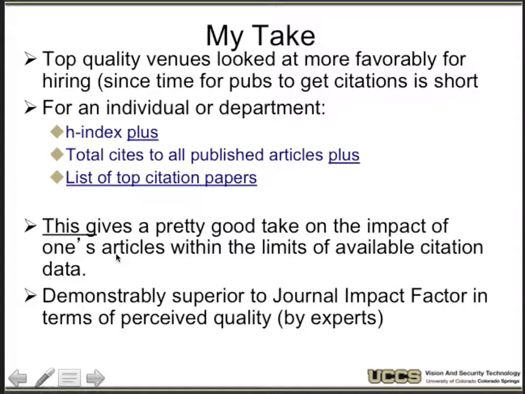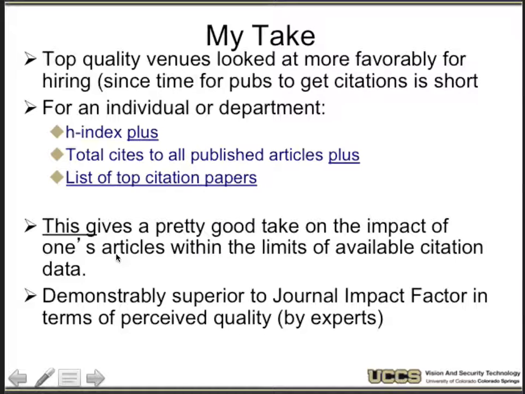So my take, if you're going to look at this, top quality venues are looked at more favorably for hiring since the time for publication to get citations is short. It's hard for you to have a very high H index or a lot of citations. So in the interim, for beginning people in their career, the quality of the venue is the first thing that people are going to look at. So you want to make sure you're looking at good quality venues for your publications, and good quality venues tend to have better paper. So if you're going to spend time reading, it's a good place to start.